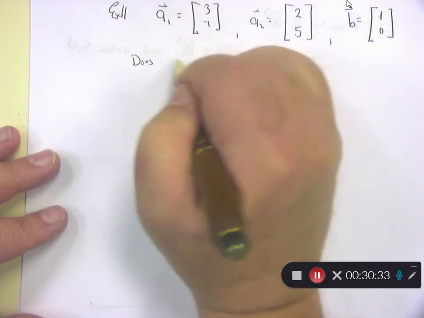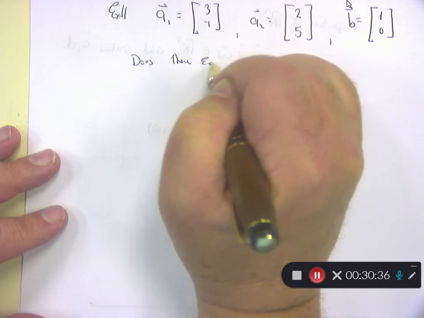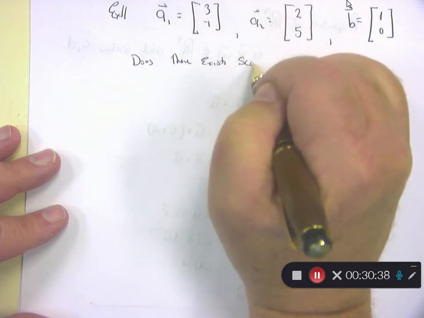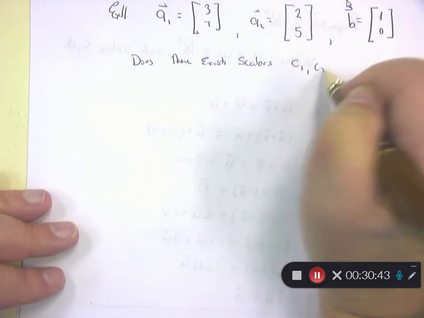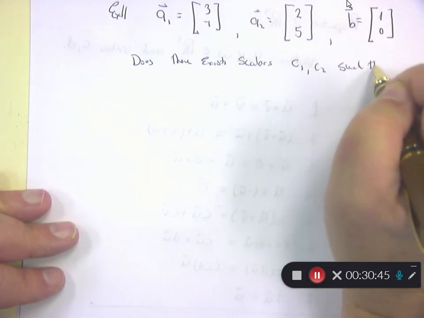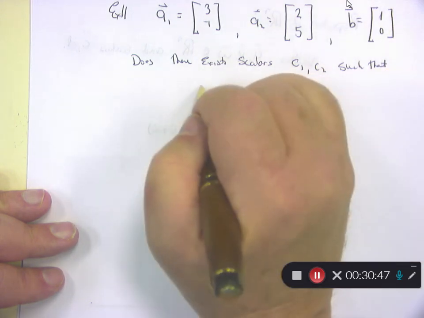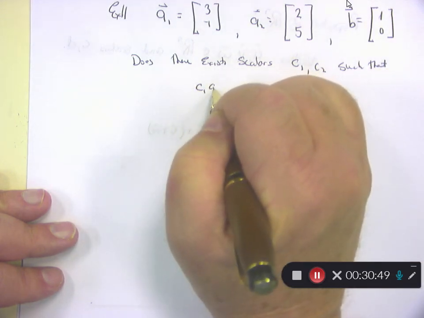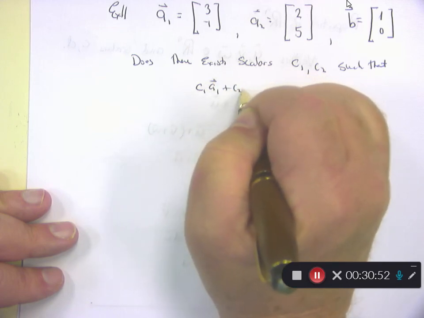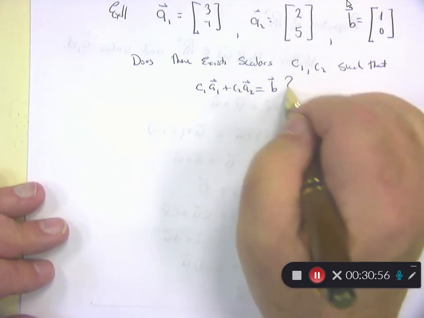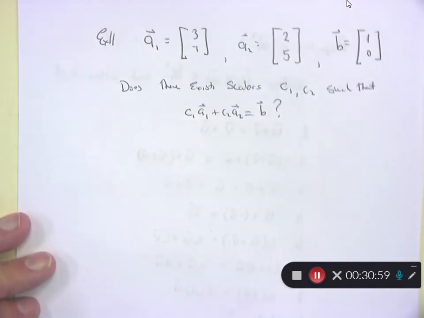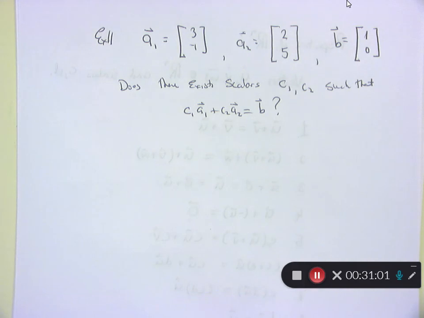Does there exist scalars C1 and C2 such that C1 times the A1 vector, plus C2 times the A2 vector, is actually equal to the B vector? That's the question. Let's look at it real quick.